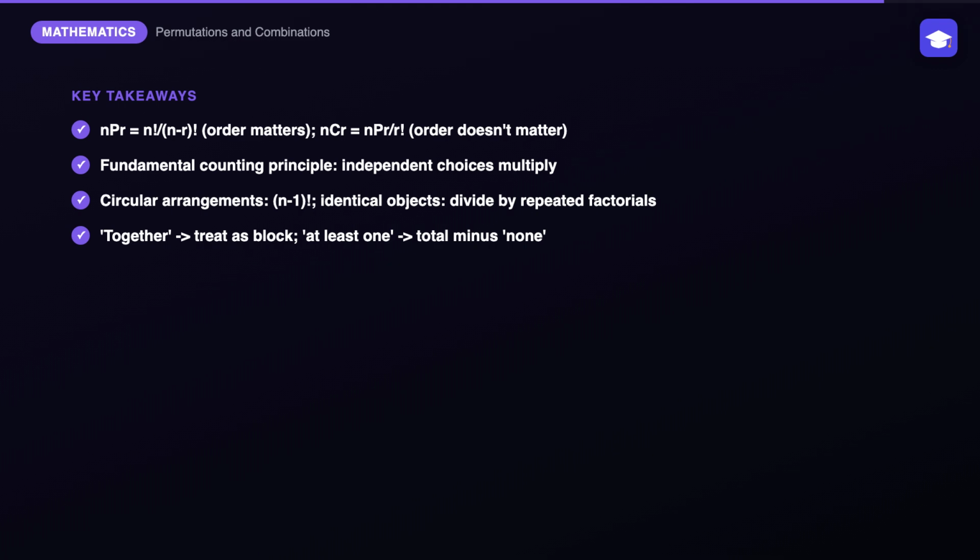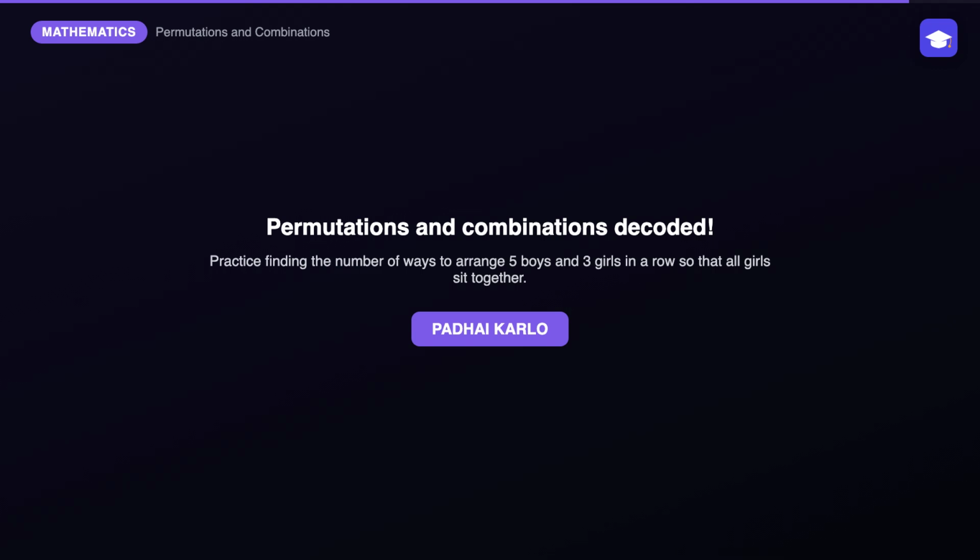When in doubt, ask whether rearranging the chosen objects creates a genuinely different outcome. That's permutations and combinations. Keep the order-matters test and the complementary counting trick sharp. They unlock nearly every counting problem in this chapter.